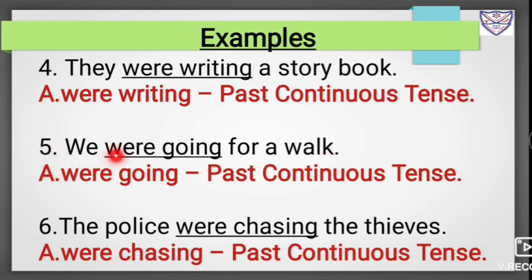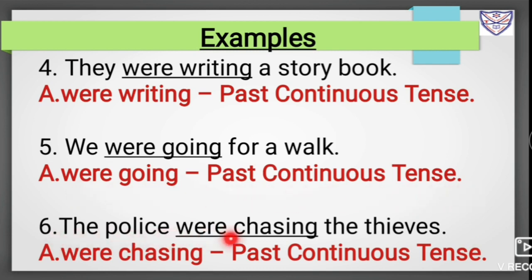Over here again, we is a subject which is used only for the plural forms. After this subject we have a helping verb which is again in the plural form, that is were. Then we have verb plus ing, that is go plus ing will become going. Therefore we can say the verb were going is in past continuous tense, as it shows an action which was going on or continuous somewhere in the past time.